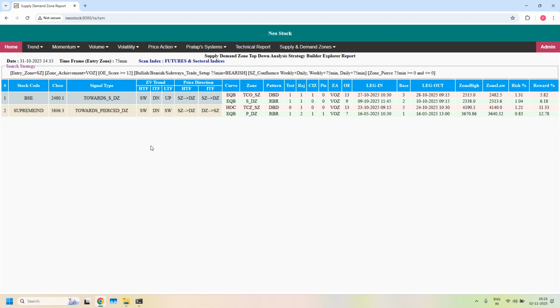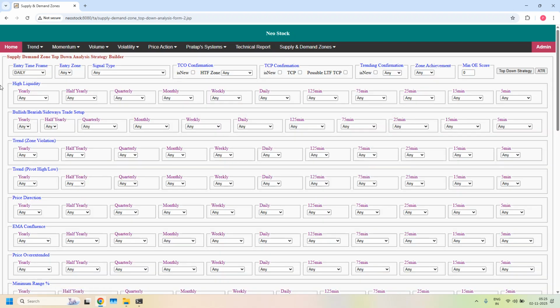Next, I will generate the daily income trade reports. For daily income trade, sideways long trade setup, entry time frame is 15 minutes, entry zone is demand zone. Bullish or bearish or sideways at 15 minutes entry time frame, I am selecting sideways long.